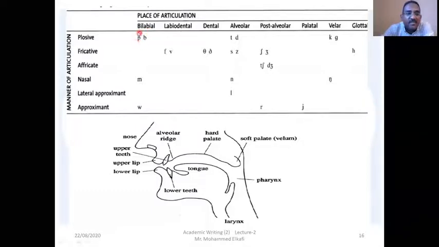The first one is pa, the second one is ta, the third one is ka, the fourth one is fa, and also we have tha, and sa, and sha, and ha, and also we have cha. So we call them what?